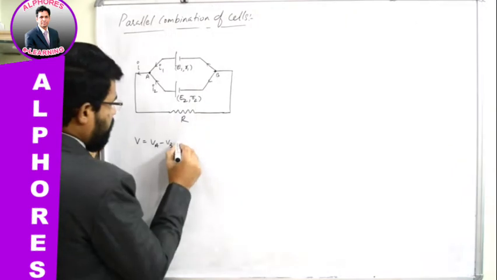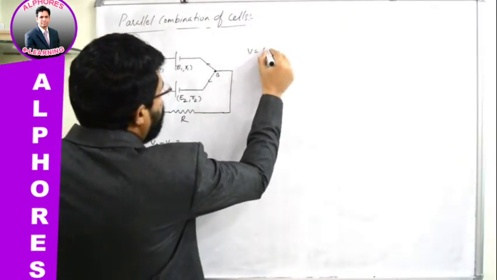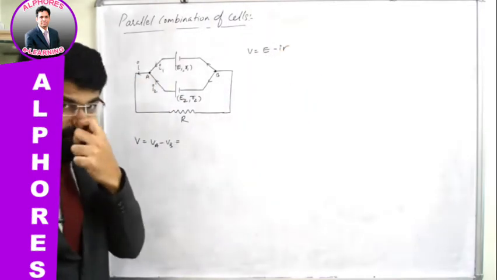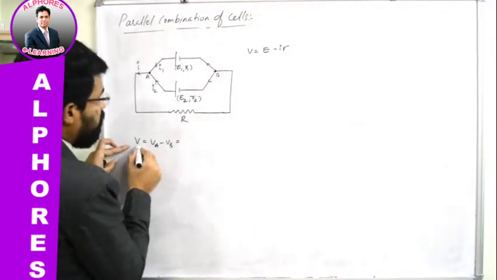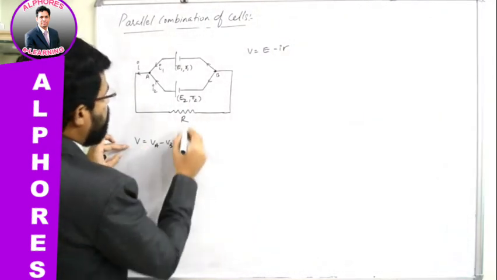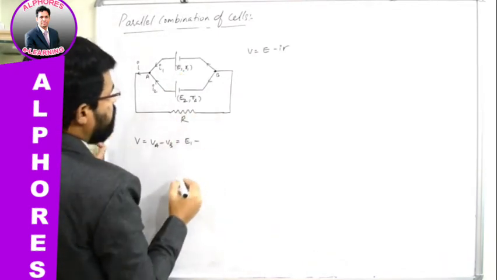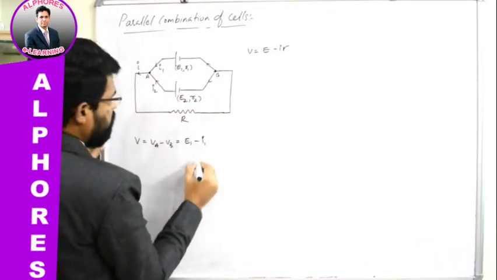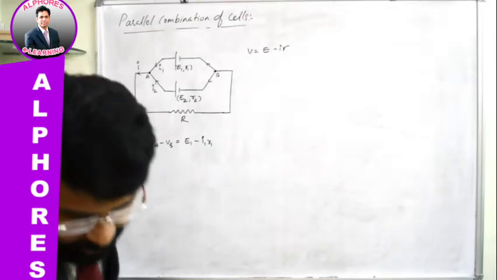And what is terminal potential difference? It is expressed as V is equal to E minus I into R, internal resistance. Already we have seen this equation in the previous sessions, isn't it? So here this terminal potential difference V can be written as, in place of E, E1 minus, what is the current flowing through this branch? I1. And what is the internal resistance of this cell? R1.